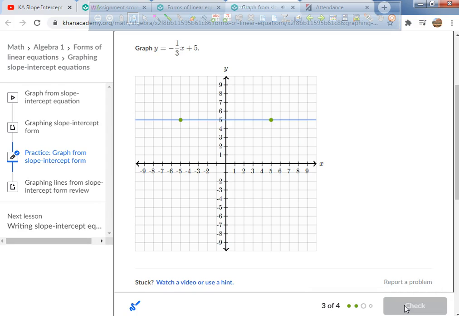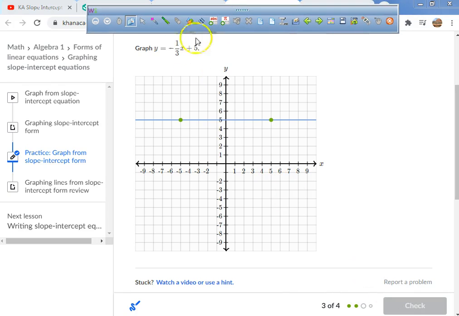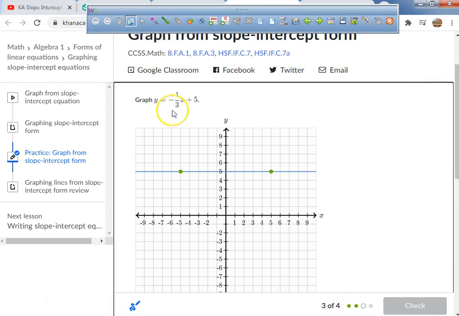Now, I'm not going to make you draw this next one in your journal, okay? But I want you to follow along real quick. Where does it say my y-intercept is? Where would my y-intercept be? At +5. So you put it on +5. However, what's the slope?